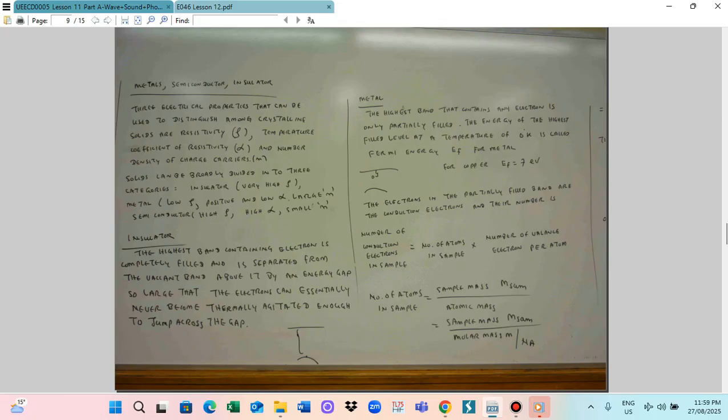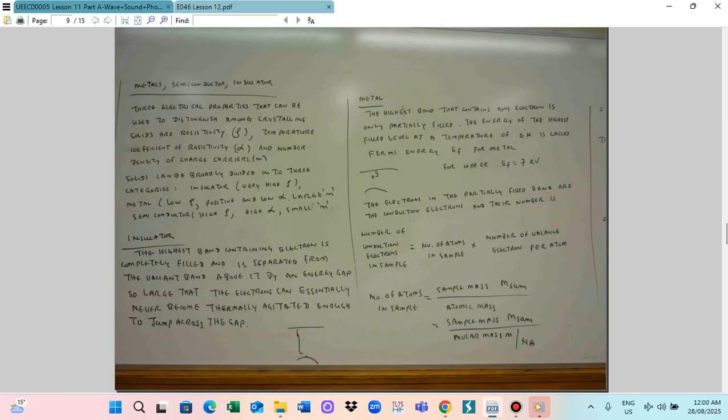Whether a material is a conductor, semiconductor or insulator depends on its resistivity. An insulator has a very high resistivity rho. A metal has a low resistivity, and its temperature coefficient of resistivity is positive and low, with a large number of charge carriers n. For a semiconductor, rho is high, alpha is high, and the number of charge carriers n is small. So these are the properties of the metal.